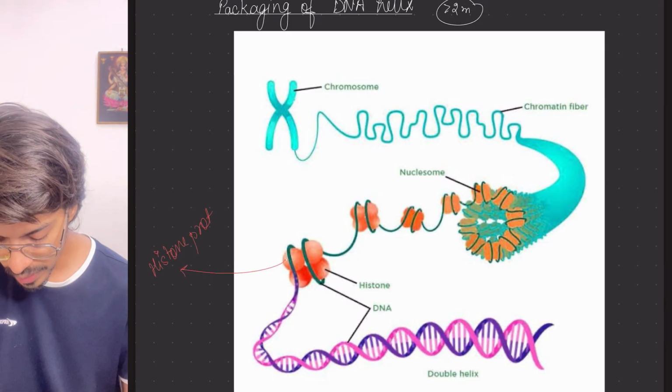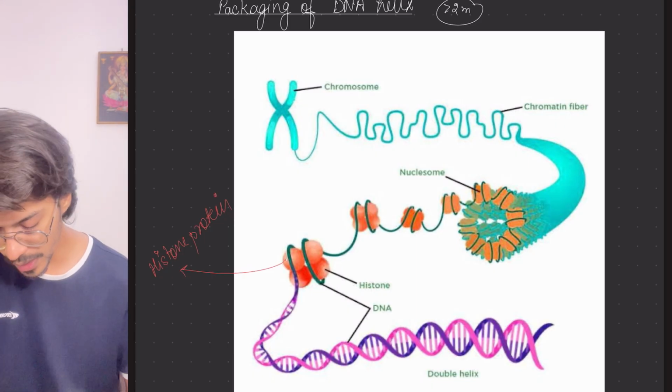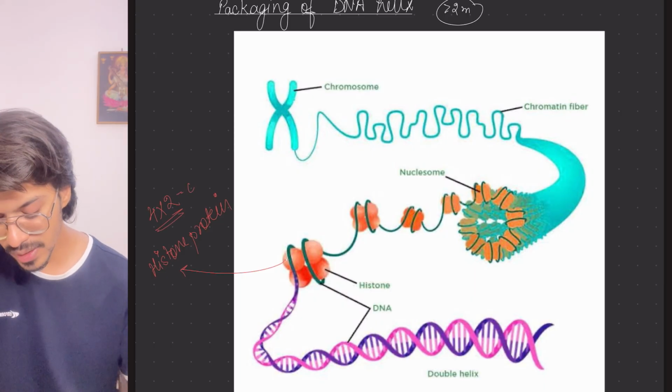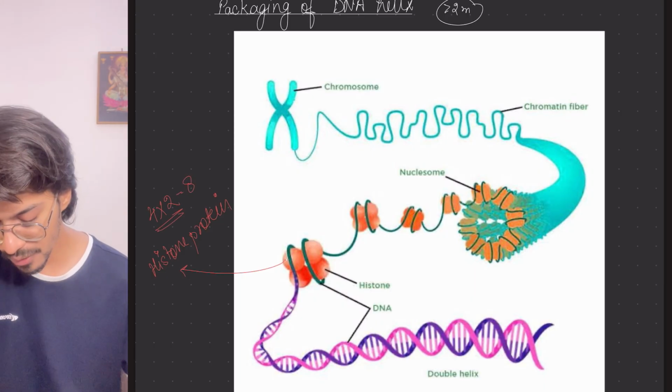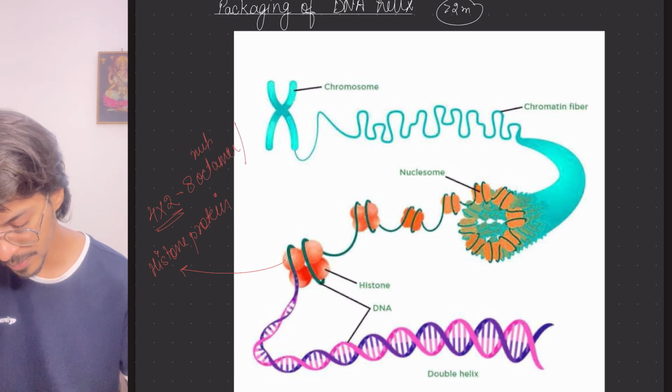There are actually 5 different types of histone proteins. 4 of them work in pairs of 2. So a total of 8 of these come together and form an octamer. This octamer is also called the new body.